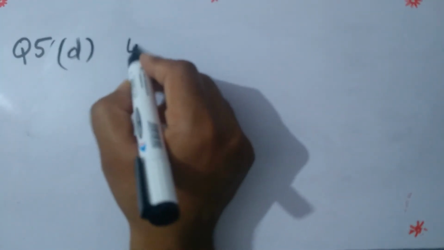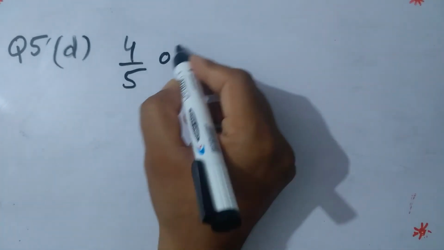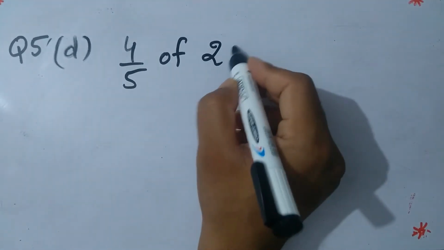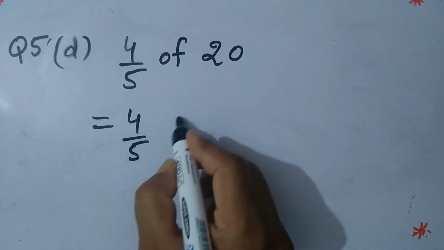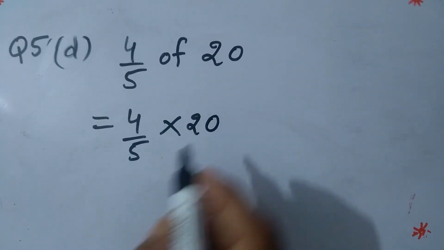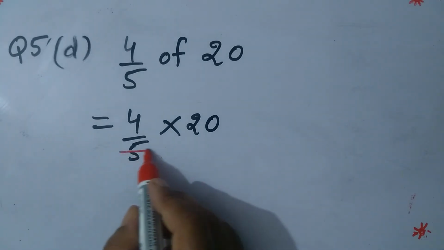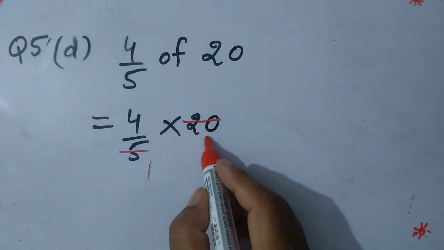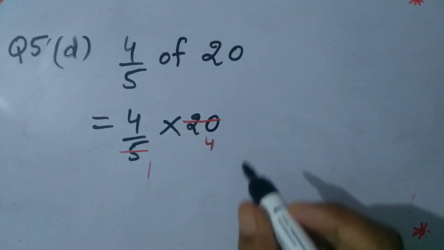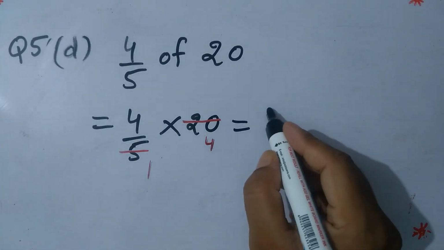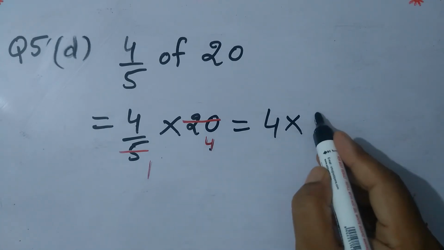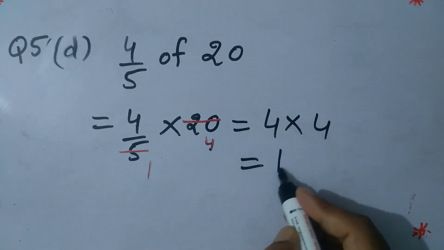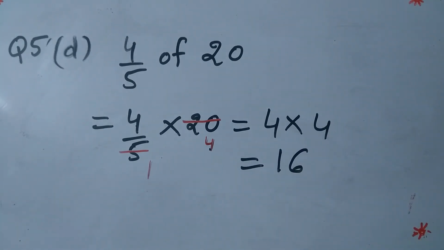Now question number 5, D part. 4 by 5 of 20. It means 4 by 5 into 20. So 5 ones are 5, 5 fours are 20. So we write this as 4 into 4 equal to 16, the final answer.